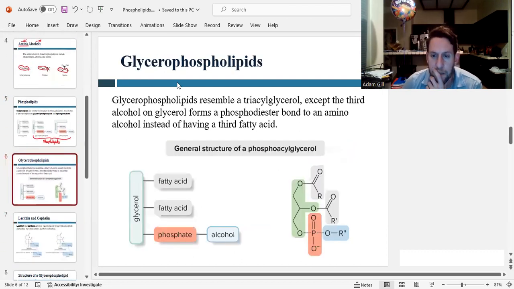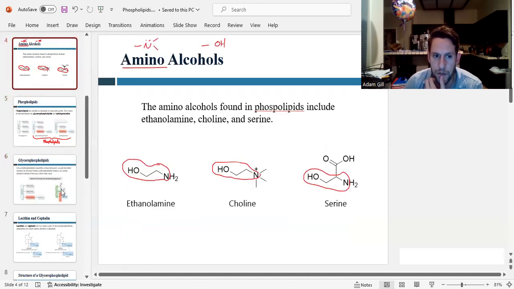So glycerophospholipids resemble a triglyceride, except on the third spot, instead of another fatty acid, we've got the phosphodiester with the amino alcohol. And so here's the structure, just abbreviating the rest of the molecules. These would be your two fatty acids, and this would be in blue, one of these amino alcohols.